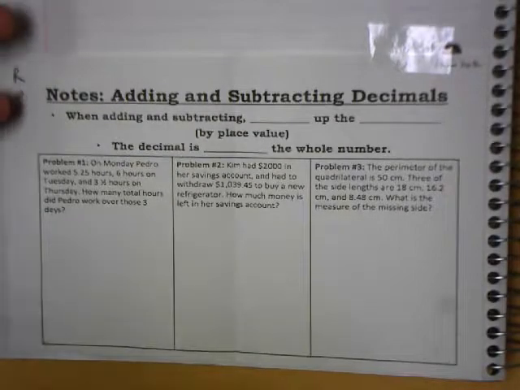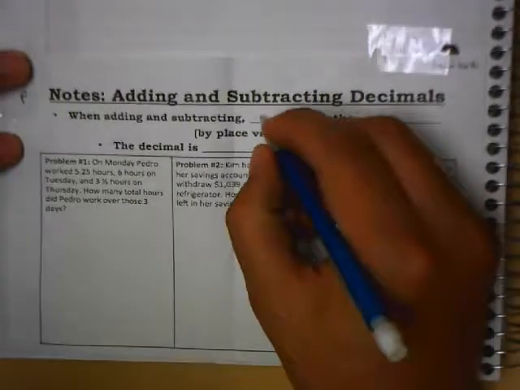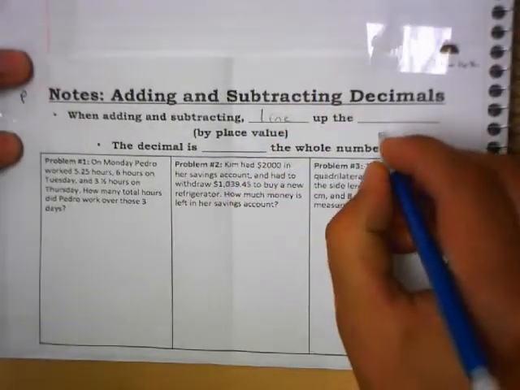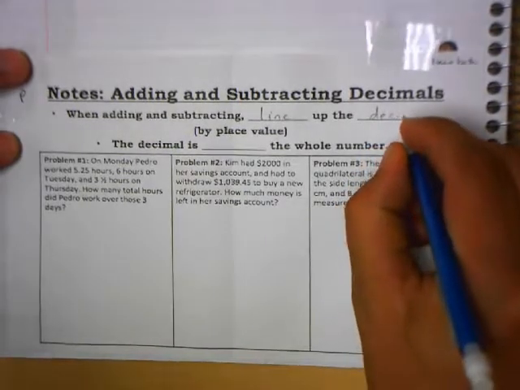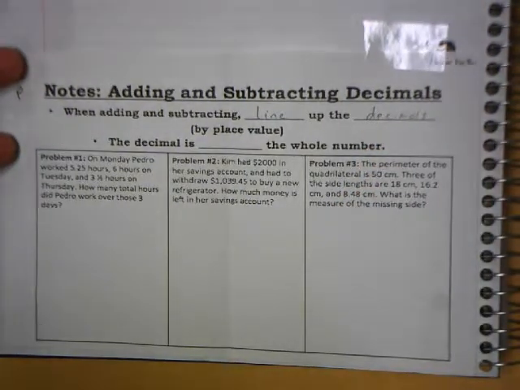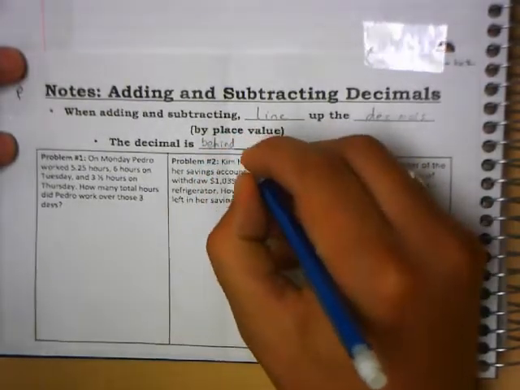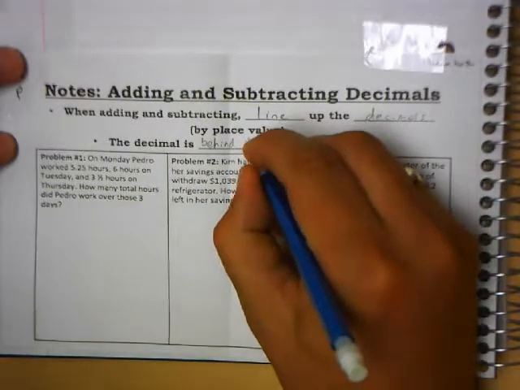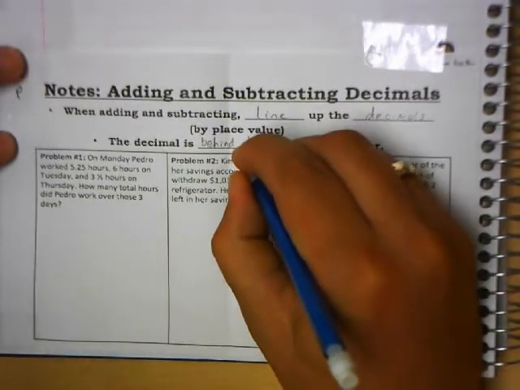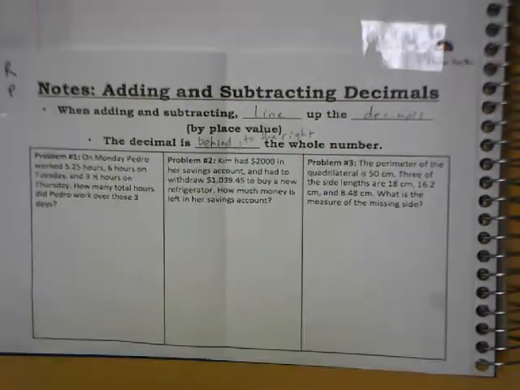Okay, we're adding and subtracting decimals. When adding and subtracting, we want to line up the decimals. The decimal is behind, or to the right, of the whole number.